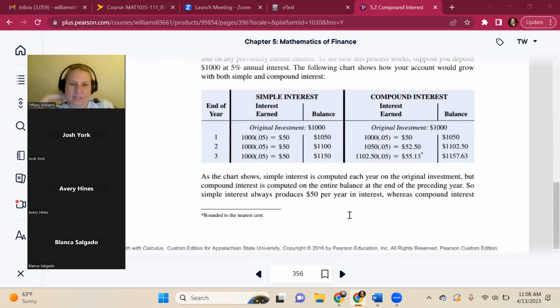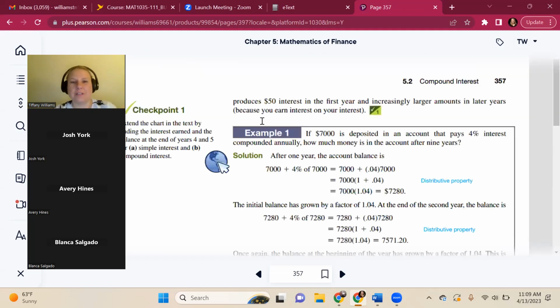So as the chart shows, simple interest is computed each year on the original investment, but compound interest is computed on the entire balance at the end of the preceding year. So simple interest always produces $50 per year in interest, whereas compound interest produces $50 extra in the first year and increasingly larger amounts in later years. Does that make sense? Are there any questions on that?